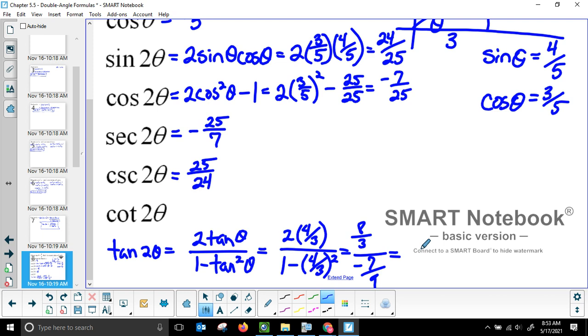So we can keep, change, and flip. Of course, this will reduce. 9 over 3 is 3 over 1. All right, so this will be 24 over negative 7.